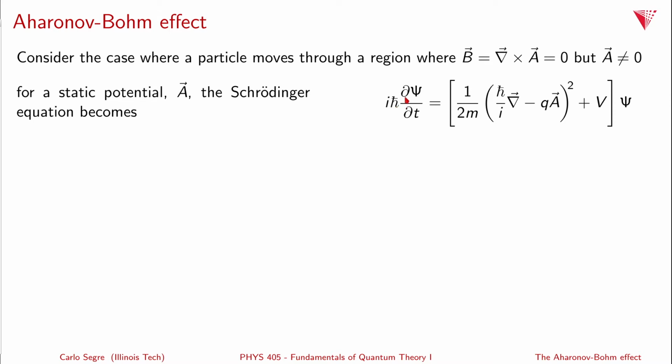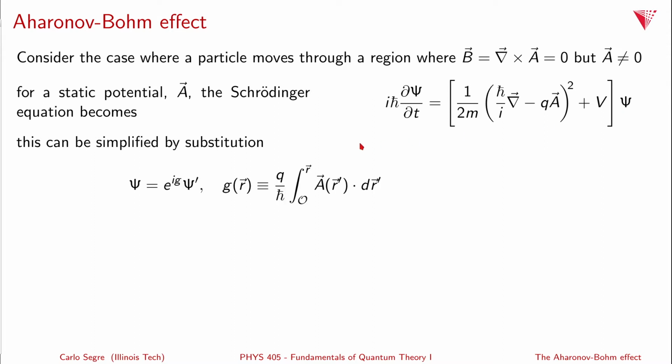iħ partial psi with respect to t is equal to 1 over 2m times ħ over i del minus qA, quantity squared, plus whatever potential we have in the system, all applied to psi. And now this is a time-dependent equation. We can simplify this by substituting.